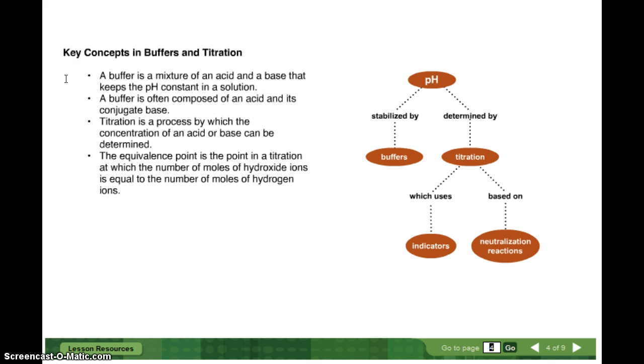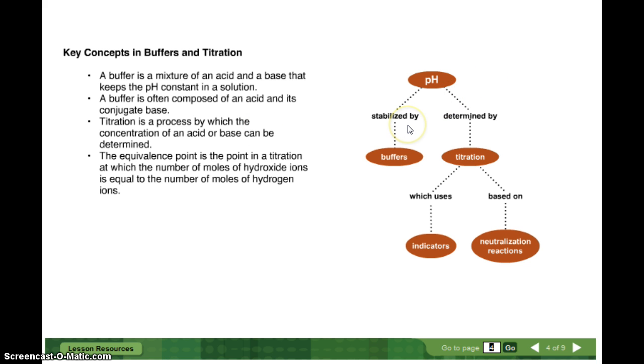Key concepts in buffers and titration. A buffer is a mixture of an acid and a base that keeps the pH constant in a solution. A buffer is often composed of an acid and its conjugate base. Titration is a process by which the concentration of an acid or base can be determined. The equivalence point is the point in a titration at which the number of moles of hydroxide ions is equal to the number of moles of hydrogen ions.